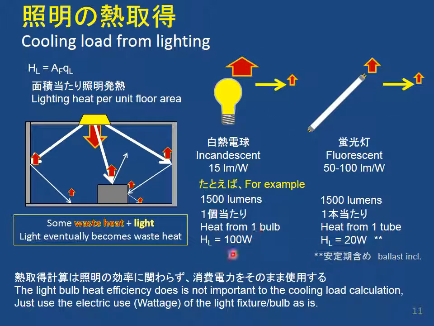So this light bulb efficiency with waste heat versus light is not important for this cooling load calculation, because all the light eventually becomes waste heat. We just take the wattage of the bulb or the fixture as it is, 100 watts or 20 watts or whatever.